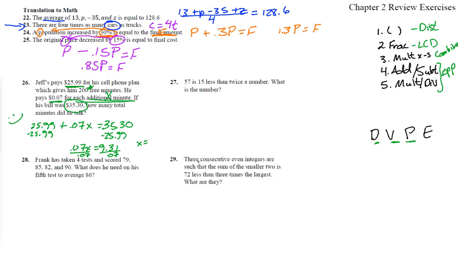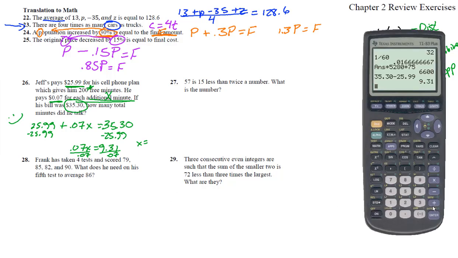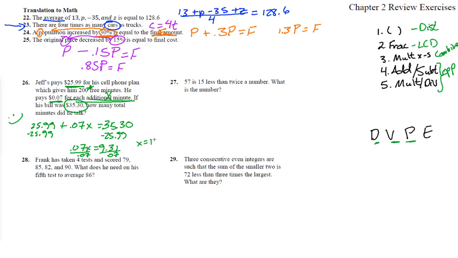Now in order to solve this, we're going to divide by 0.07 on both sides, and so x will be 9.31 divided by 0.07. Enter. 133. Now that means he spoke 133 additional minutes. That's what our x was. Word of caution, how many total minutes? Total, the answer is 433 minutes. Yeah. Oh, that was a good one. Okay, 27.